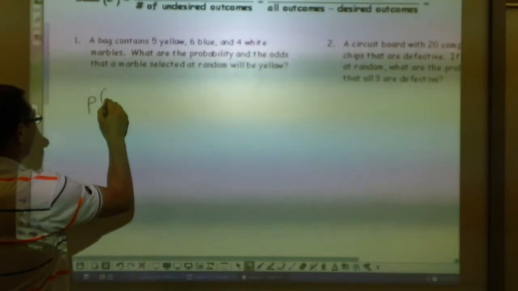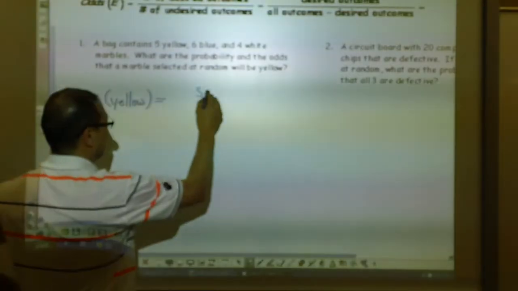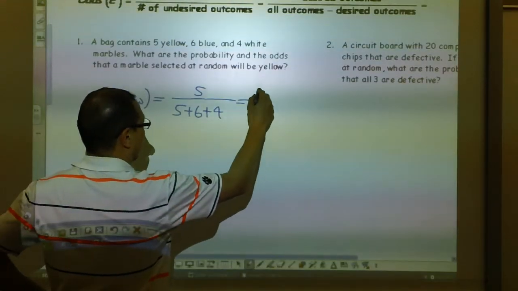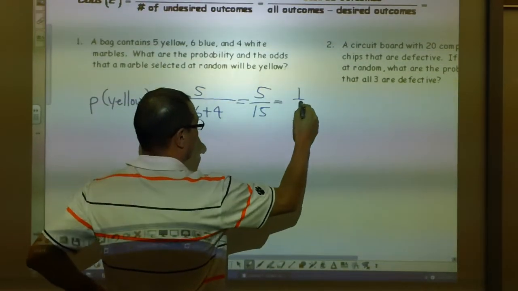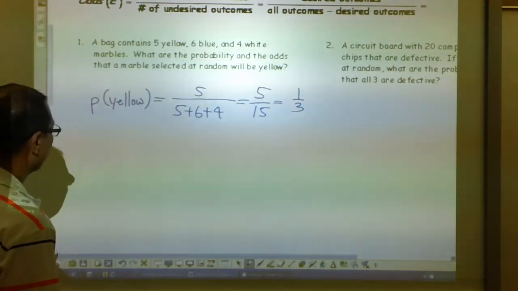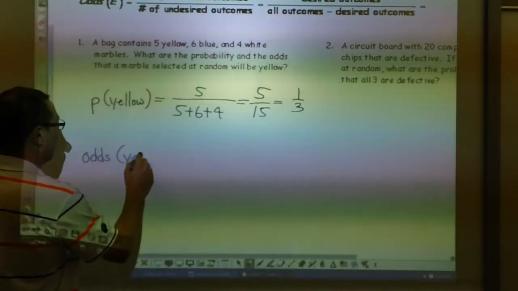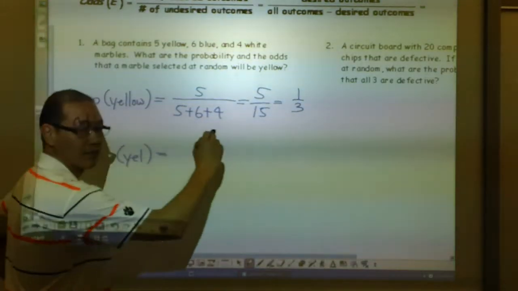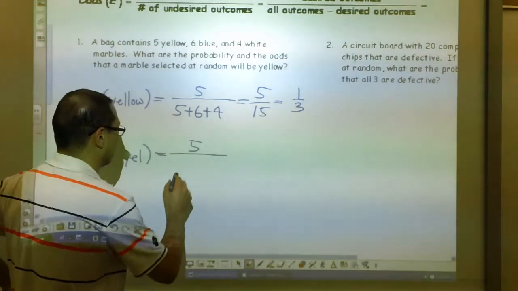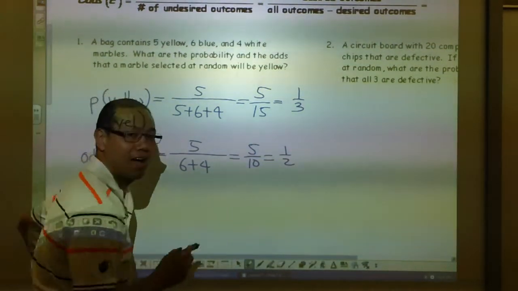So the probability of you picking a yellow would be the desired outcomes, which is 5 yellow, out of the total 5 plus 6 blue plus 4 white. That gives me 5 out of 15, which is 1 out of 3. Right? Okay. The odds of picking a yellow would be the desired outcomes 5, and then the stuff that you don't want, which is the 6 blue with the 4 white, giving me 5 out of 10, which is a half.